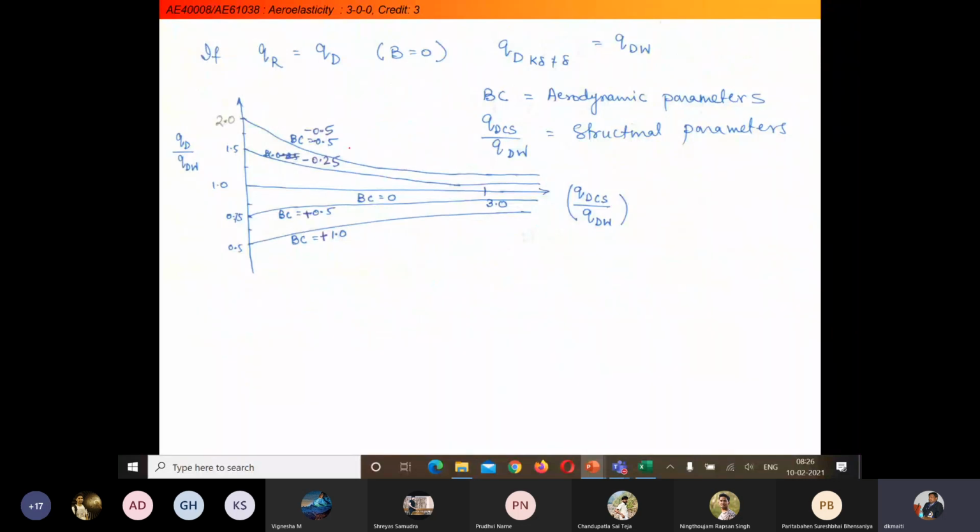Asymptotically, it is coming to the same value, QD wing by QD control surface. This QD is the divergence speed with control surface. This is the divergence speed without control surface, the divergence dynamic pressure. And you can numerically plot it and see whether you are getting a similar expression, or a similar plot, or not.